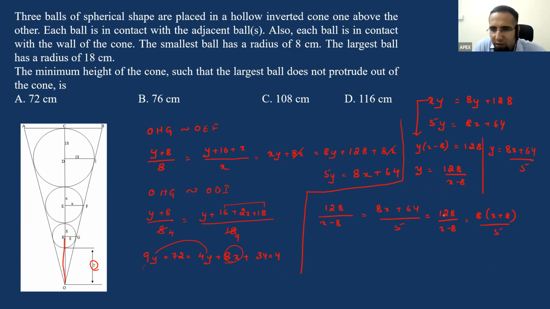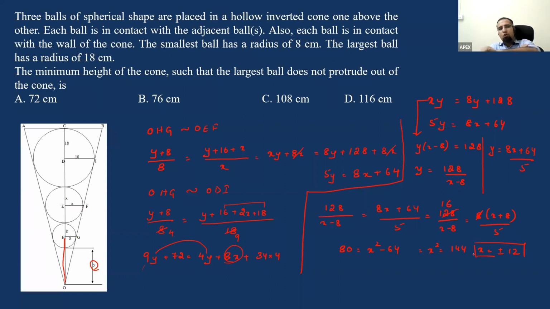So this gives me 8 ones are 8, 8 16s are 128. So 5 16s are 80, which is equal to x minus 8 into x plus 8. That is x square minus 64. Or I get x square is equal to 144. Or I get x is equal to plus or minus 12. Now the value of x cannot be negative. So therefore the value of x is equal to 12.